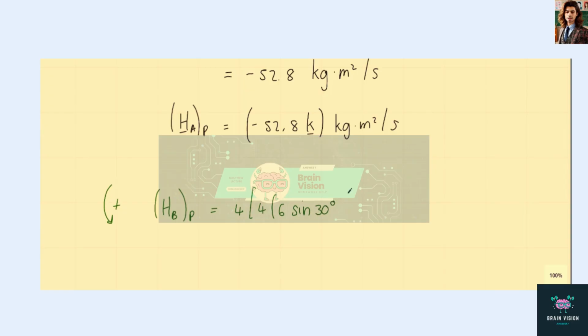sine 30 degrees. This is the y component in this case, minus the x component, which is 8 into 4 times 6 times the cosine of 30 degrees.